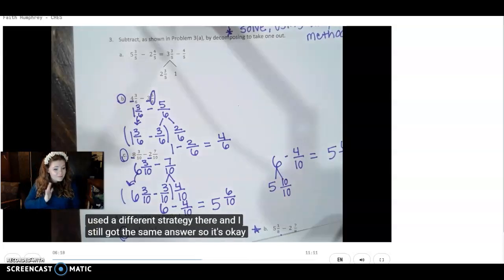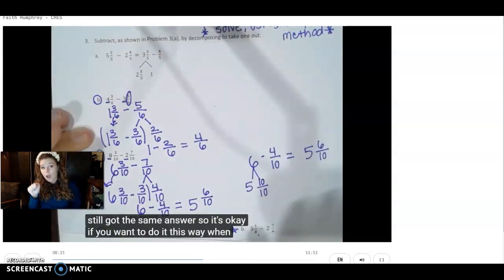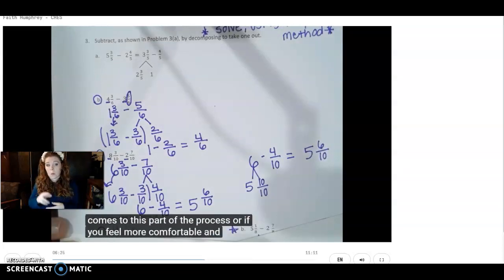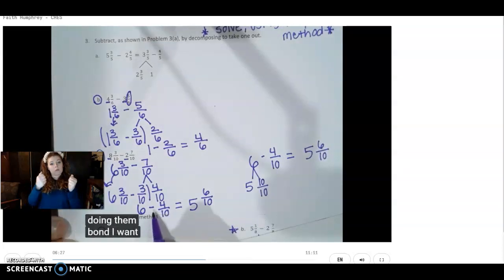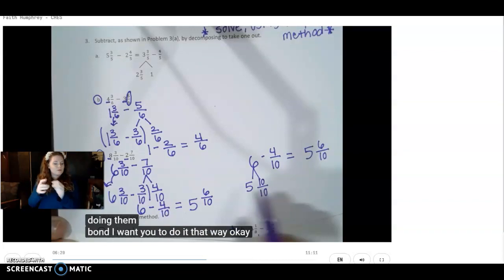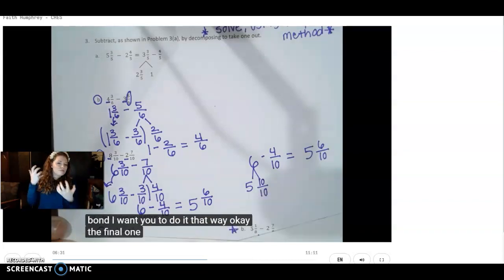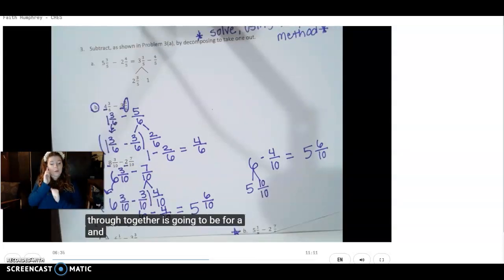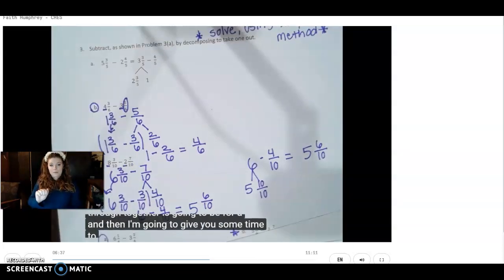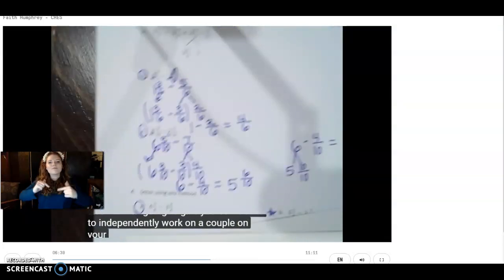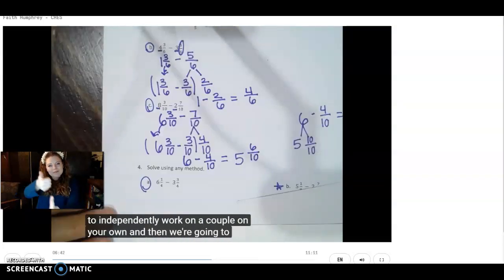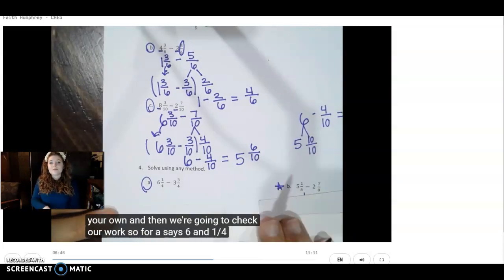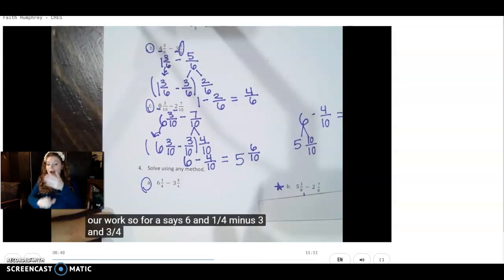So it's okay if you want to do it this way when it comes to this part of the process, or if you feel more comfortable and confident doing the number bond. I want you to do it that way. Okay? The final one that we're going to work through together is going to be 4A, and then I'm going to give you some time to independently work on a couple on your own, and then we're going to check our work. So 4A says 6 1/4 minus 3 3/4.